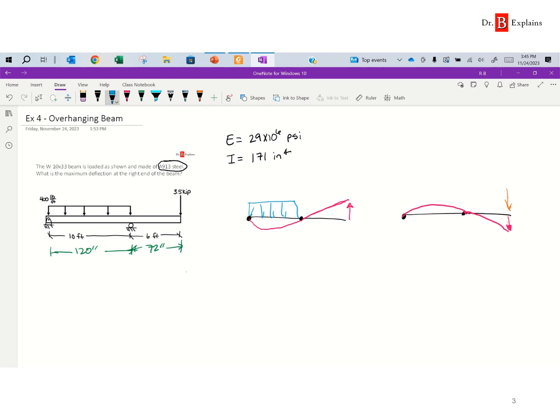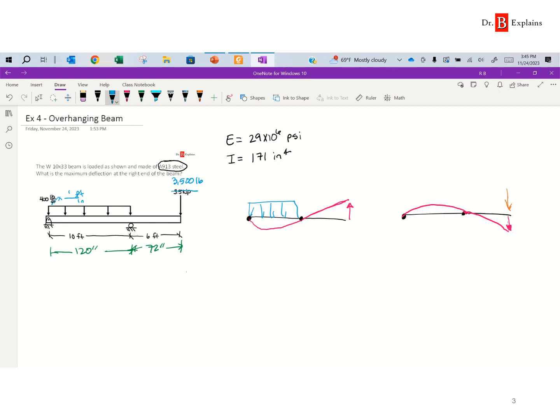Now the other thing I like to convert is the units for the different types of loads. This 3.5 kips, I don't like kips, right? So I'm just going to write it as 3,500 pounds. And then the other one, the distributed load, it says 400 pounds per foot, but we're going to be working in units of inches, right? So we want to convert it to units of inches.